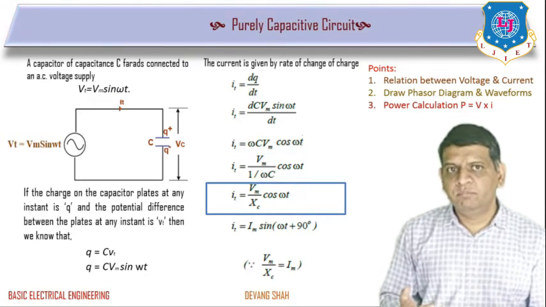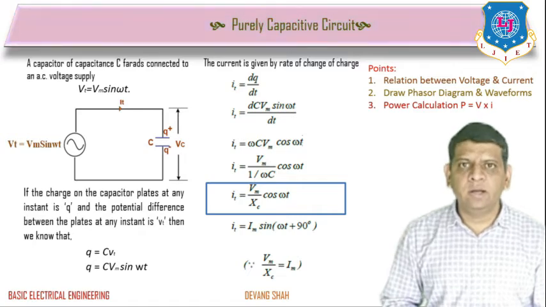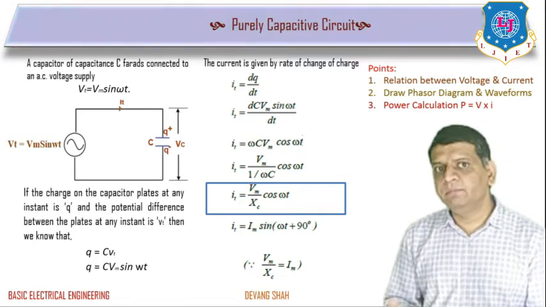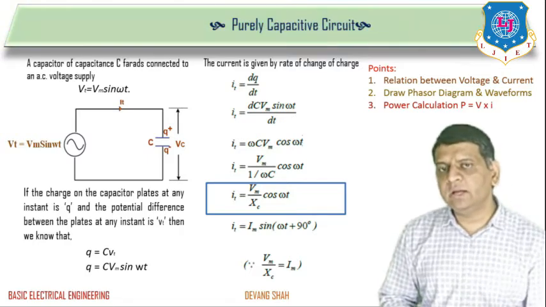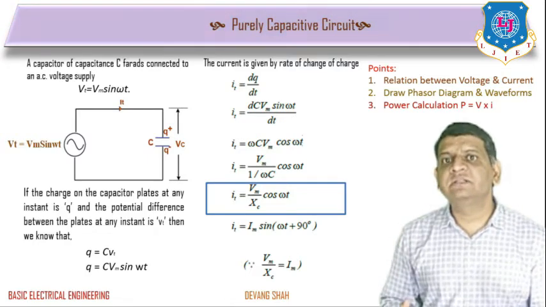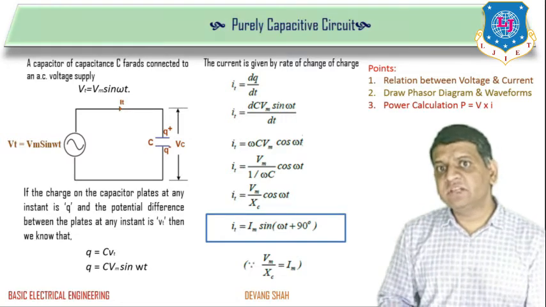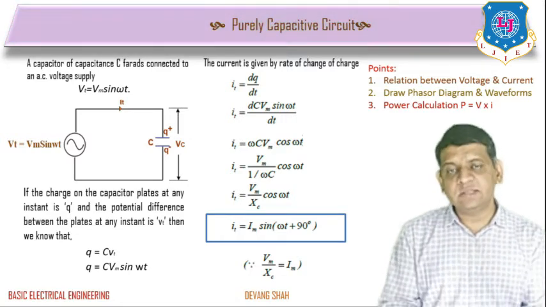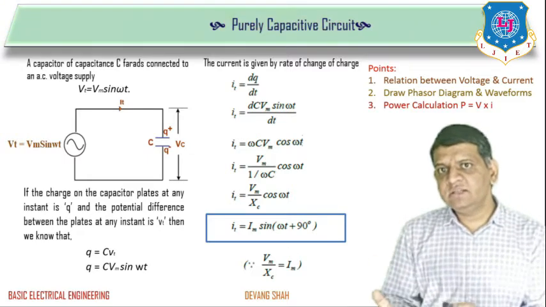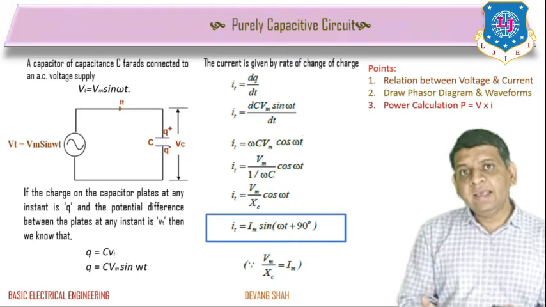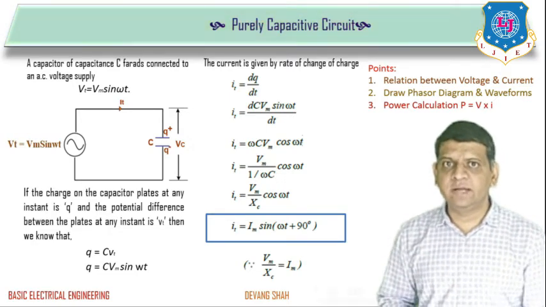So here i(t) is equal to Vm divided by Xc into cos omega t, where I can take Im is equal to Vm divided by Xc, and instead of cos omega t I can write sin(omega t plus 90). So you can see my final equation of current i(t) is equal to Im sin(omega t plus 90). So I can say here the difference between voltage and current: v is equal to Vm sin omega t and i is equal to Im sin(omega t plus 90). So here the phase difference is plus 90.